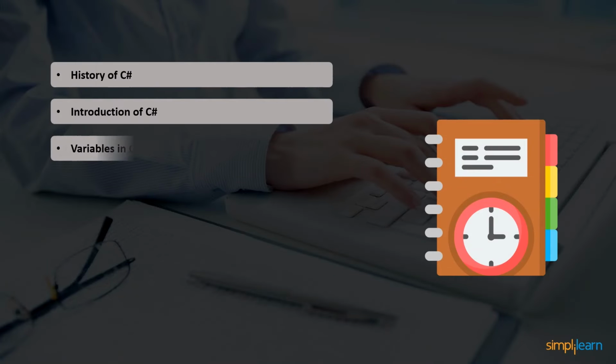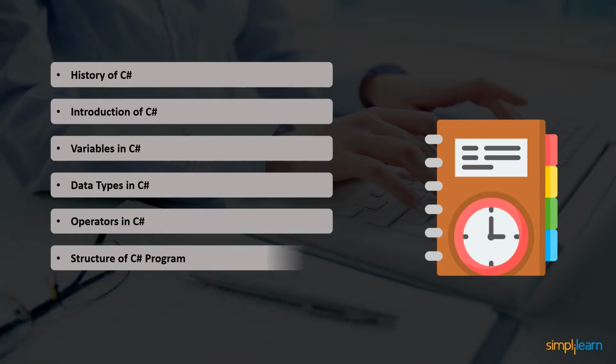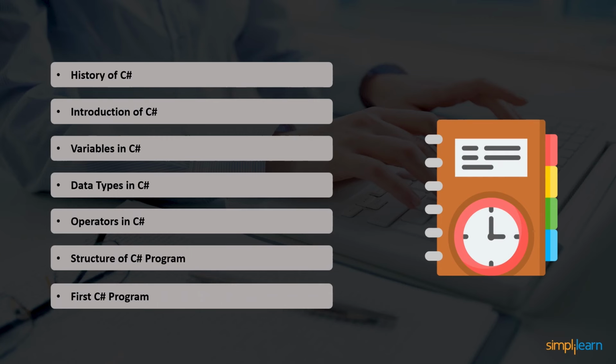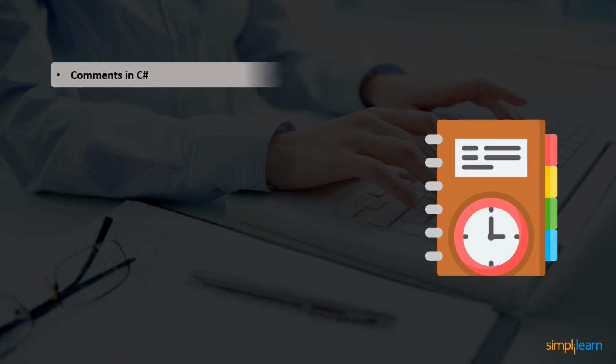Now, let's get started with the agenda for today's session. First, we will learn the history of C# programming language. Later, we will go through a brief introduction of C#. Next, we will understand the variables, data types, and operators in C# programming language. Followed by that, we will try to understand the structure of a C# program. Once we are done with the fundamentals, we will try to execute the first C# program.